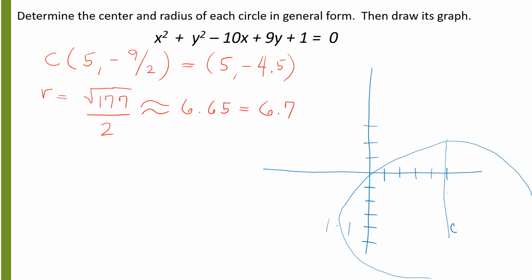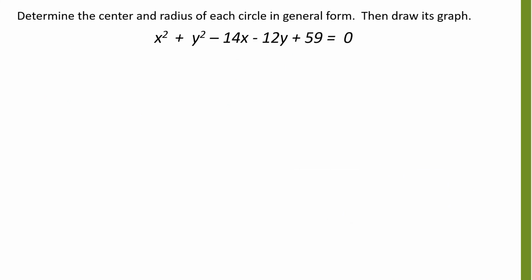Again, use a compass to make it more accurate. Okay? Here it is. Don't forget, the distance from this point to the center should be what? 6.7 units. To the left, 6.7 units. Downward, 6.7 units. And to the right is 6.7 units.